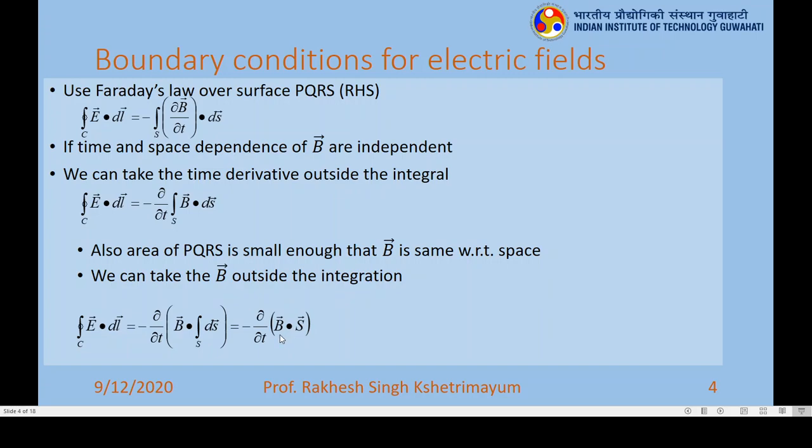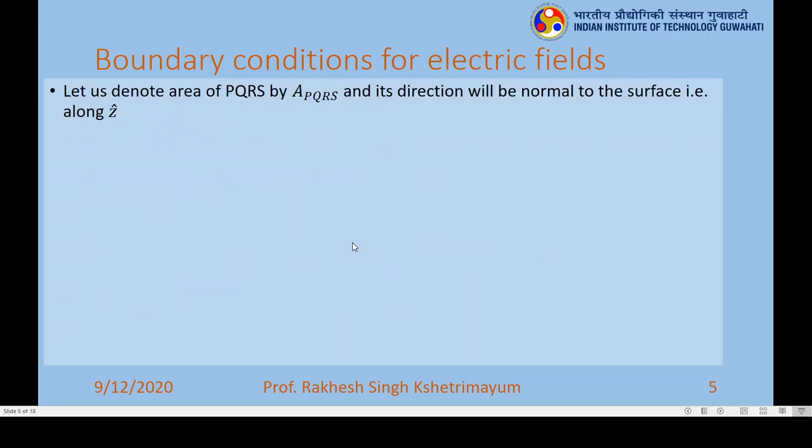B is the magnetic flux density, S is the surface you are considering. Let's assume that the area of PQRS is A_PQRS, and obviously the direction of the area would be normal to the surface. So now the area is in the XY plane. So the normal to the surface in the XY plane would be along the Z axis.